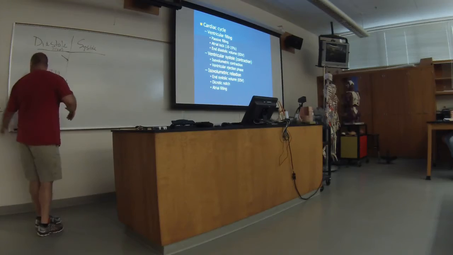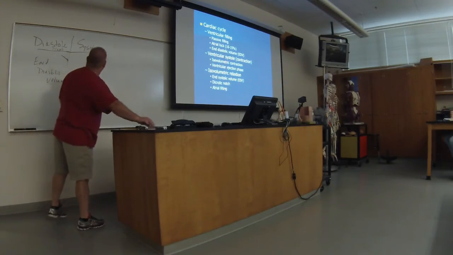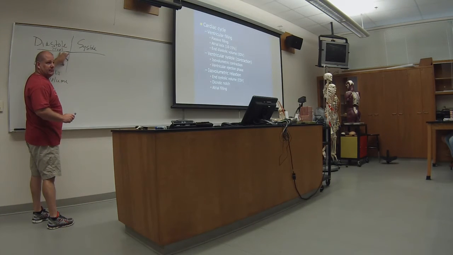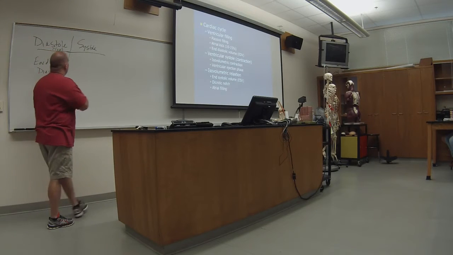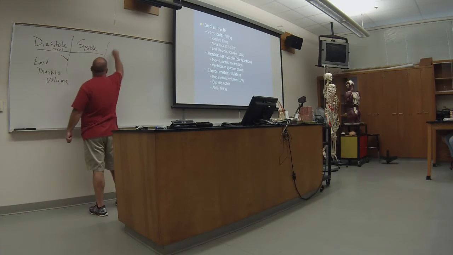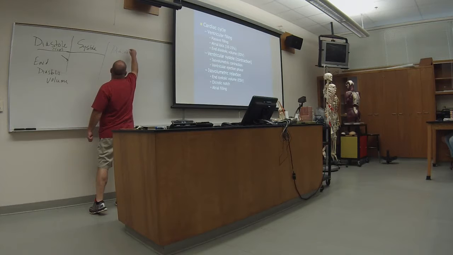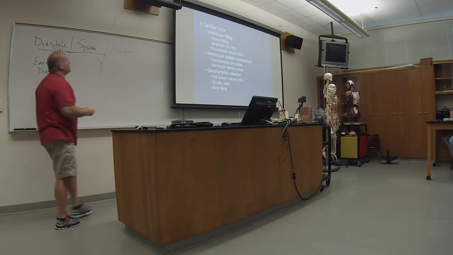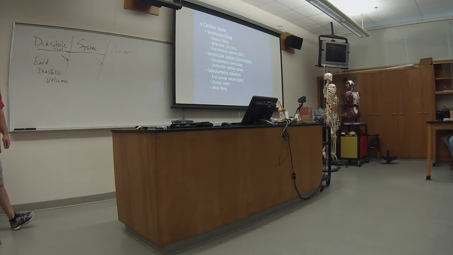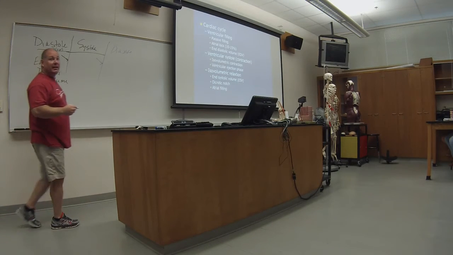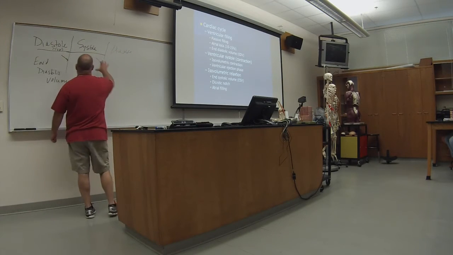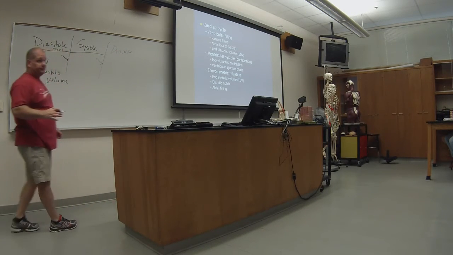So since this is one big giant circle, if the blood volume at the end of diastole, right before contraction, is called end diastolic volume, what do you suppose the blood volume right at the end of systole is called? Magic. End systolic volume. The amount of blood that's left after contraction.